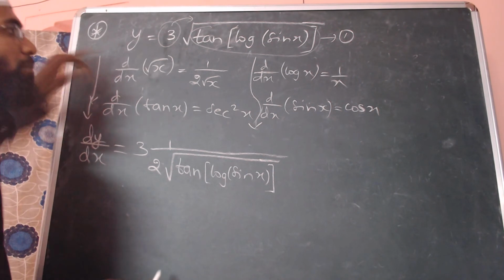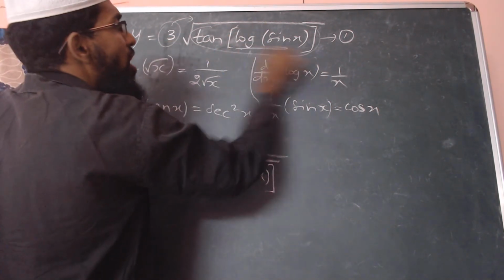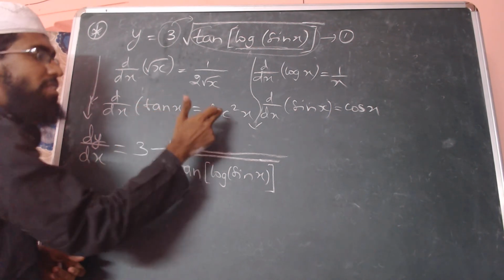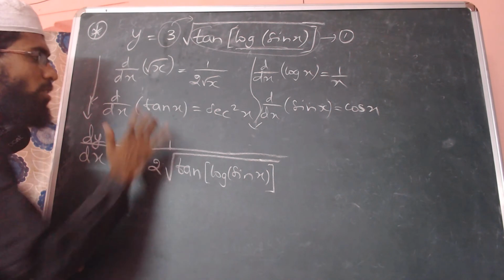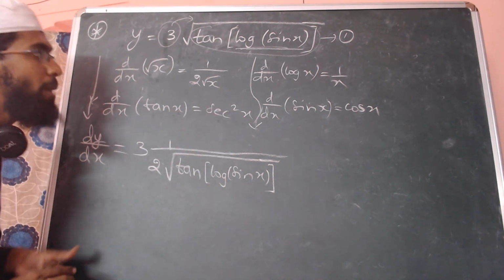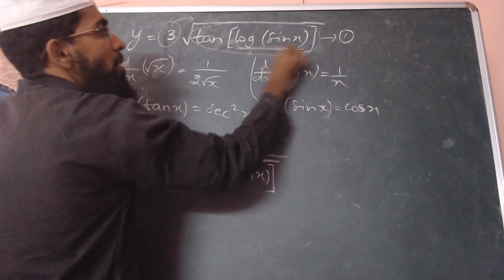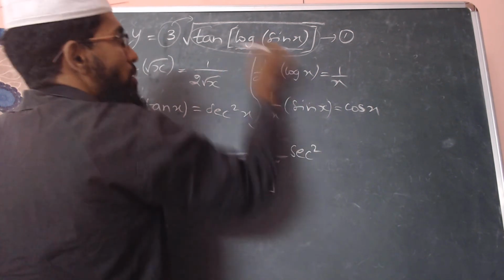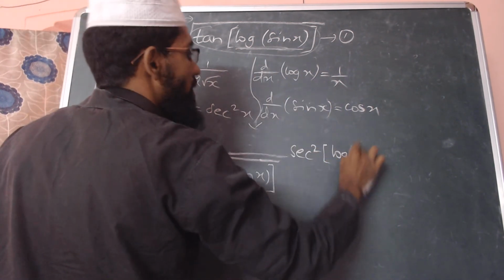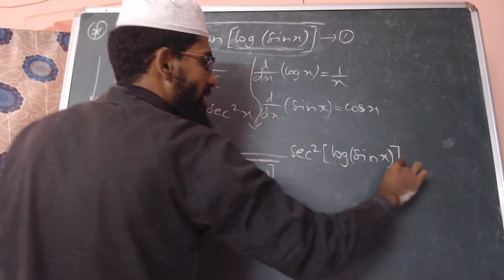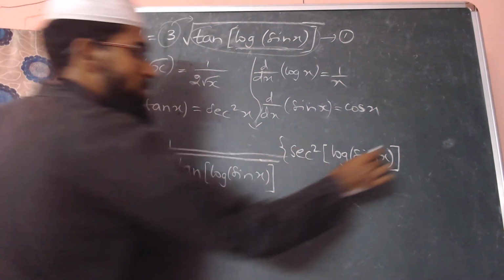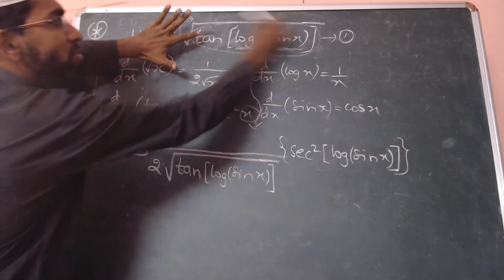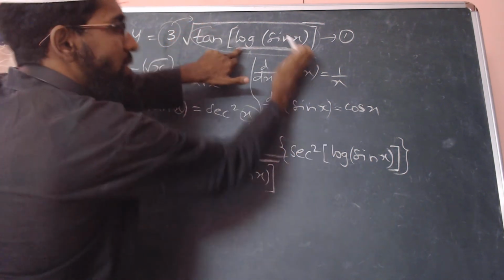Next, after completing root, we have tan of something. The tan x derivative is secant square x. So tan of something gives secant square of that something. What is that something? Log of sin x. So secant square log of sin x, and I must close with the bracket. Tan of this part gives secant square of that part.